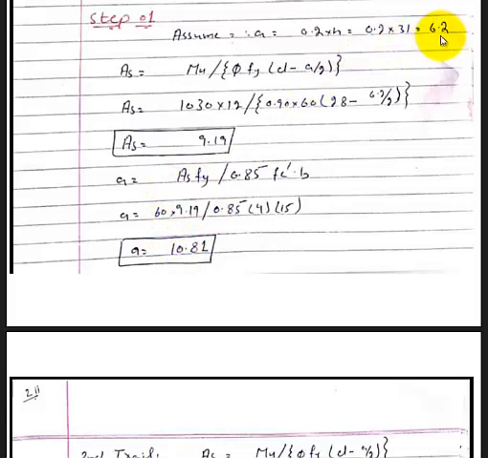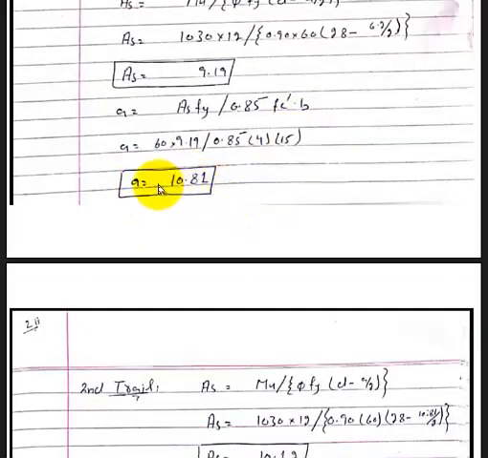Now doing the trials, we will again put this As into a to get the a value, to check whether the value we selected is right or not. So the formula is As Fy divided by 0.85 fc prime into b. Putting all the values, we have As 9.19, Fy is 60, 0.85, fc prime 4, b is 15, which gives the value of a as 10.81.